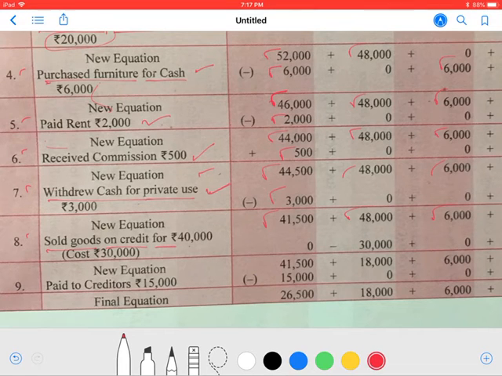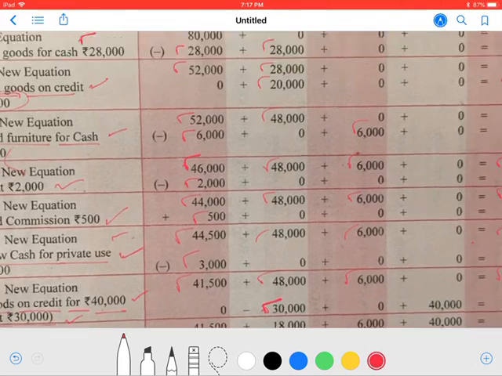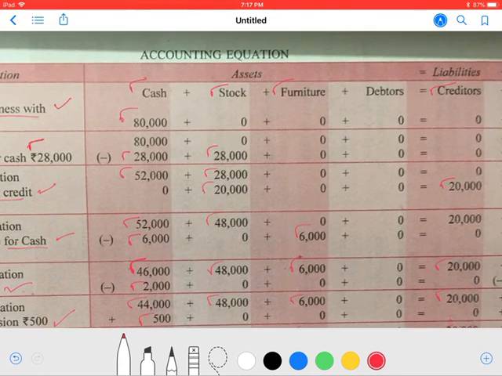Sold goods on credit for rupees 40,000, and the value of these goods is 30,000. Okay, so see children, we are selling goods of rupees 40,000, and the value of the goods is 30,000. So it means the stock will be reduced by 30,000, because the value of the goods is 30,000. So the stock will be decreased by 30,000, and we are selling it on credit. So the customer who has purchased the goods from us has not paid anything, so he will become a debtor. So another account, that is called debtors, will be created.